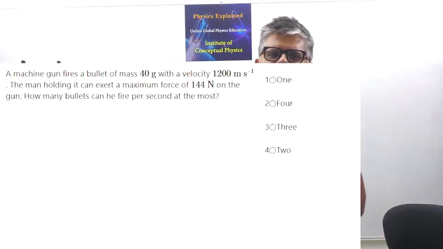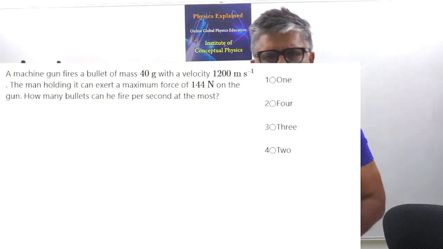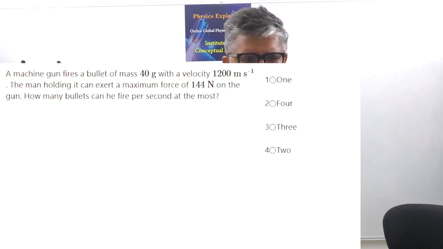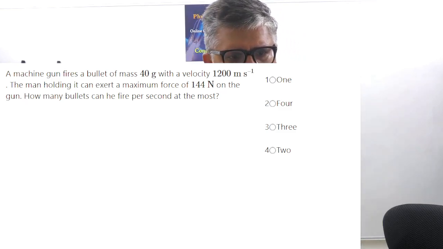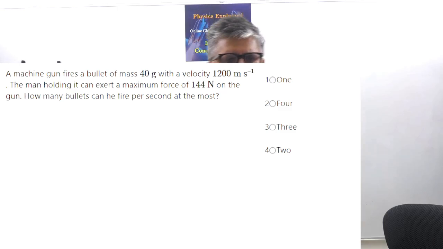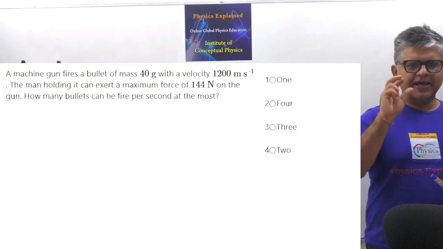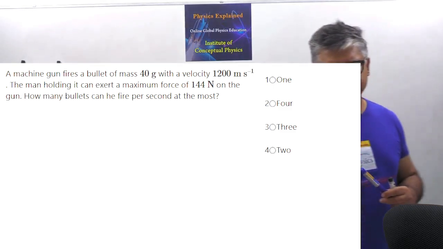This question is based on the law of conservation of momentum. You can read the question first and then we will discuss it. The question says that a machine gun fires a bullet of mass 40 grams. I'll put all the data. You can continue to read this and I will reduce the size of the question and then we will start discussing. Let me just put the data.